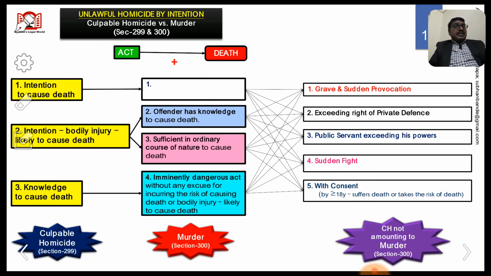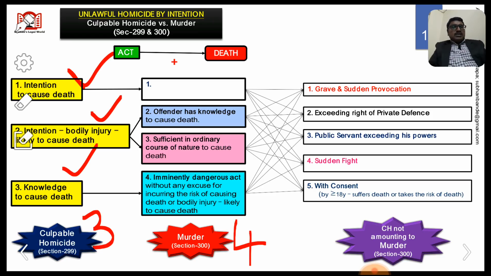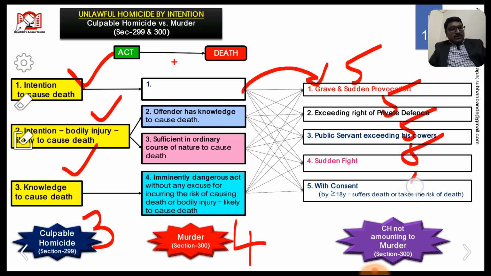From this chart, we can easily understand that there are three kinds of culpable homicides, there are 4 kinds of murders, and there are 5 kinds of culpable homicide not amounting to murder.